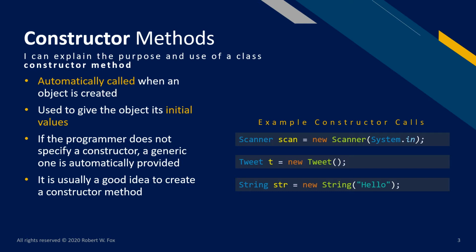Now, if the programmer doesn't specify a constructor, a generic one is automatically provided. That would be the case in our Tweet class. When we wrote the Tweet class in the last lesson, we did not create any constructor methods, yet there is a constructor there that doesn't really do much of anything, and so of course we'll end up writing our own. Generally speaking, it's best practice to have at least one constructor in all your classes.